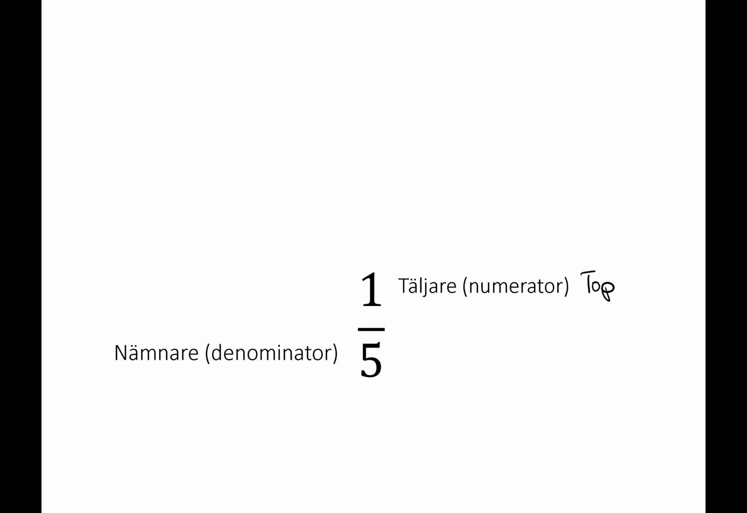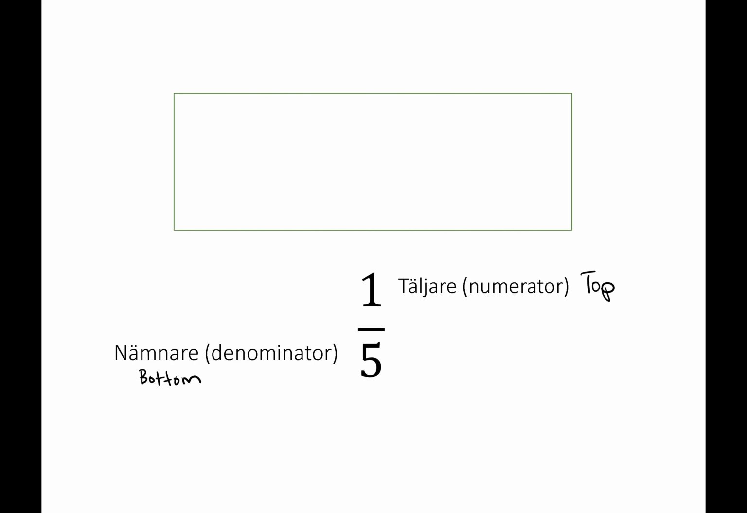Down below, we have our 5. This is our nämnare, or we say the denominator. And when we get really lazy, we say this is the bottom number. We might go between these terms in this video, so it's good to know before we start. So a fraction looks something like this.